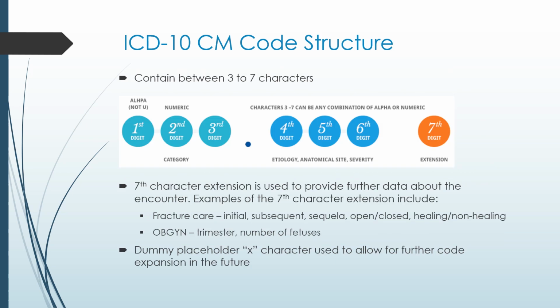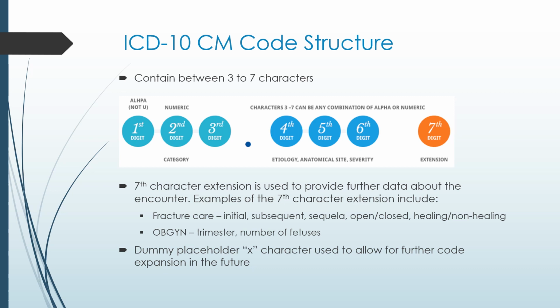ICD-10 code structure. When you look at an ICD-10 code, it will contain a minimum of 3 characters, but may go up to 7 characters. It's just going to depend on the diagnosis code that we're assigning. Here on this screen, you can see what a typical ICD-10 code may look like. We have our first digit, which is always going to be an alpha code.